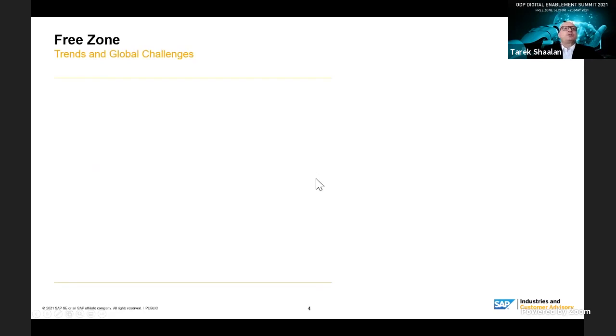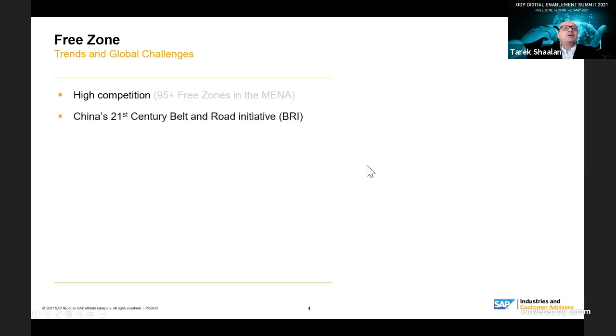First, we'll start with the trends and global challenges facing the free zone sectors at the moment. First of all, the high competition. As we know, there are more than 95 free zones in MENA alone. We have 47 in the UAE, and many others in other areas as well. So in total, they are above 95 free trade zones within MENA.